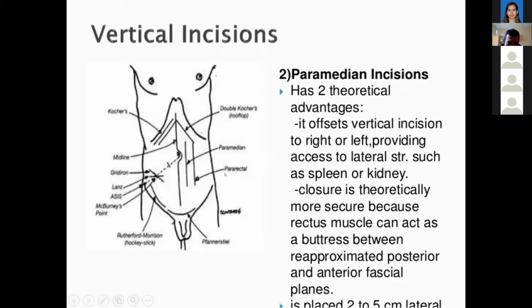So here you also get the pararectus scar, sorry. What is the Rutherford Morrison incision? Rutherford. Anybody can answer?